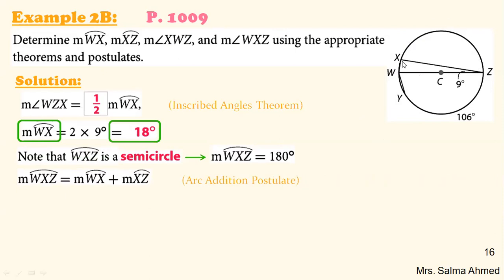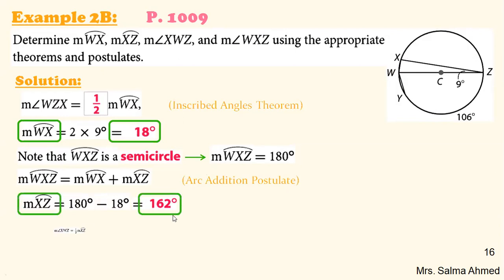This arc is equal to arc WX plus arc XZ. So 180, to get XZ only, I'm going to get 180 minus the arc that we got from the previous step, which is 18. It gives me 162. So arc XZ will be the second unknown, and it is equal to 162.